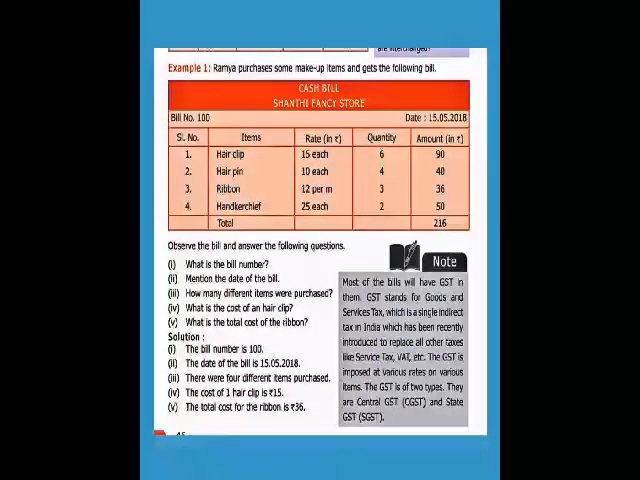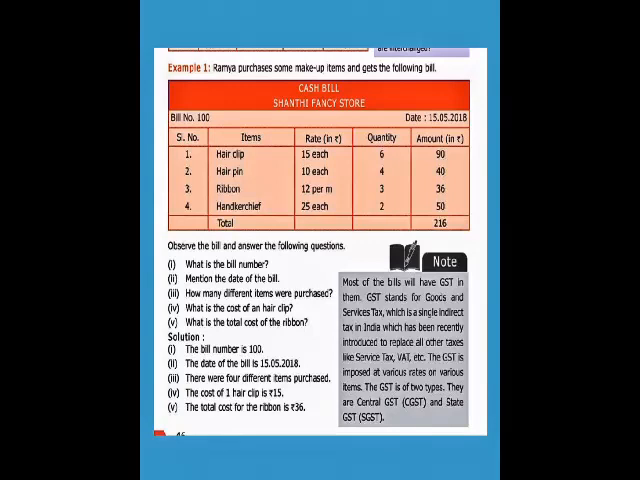Next we will identify how to verify the bill also. Now we have an example. Ramya purchased some makeup items and got the following bill. What is the shop name? Shanti Fancy Store. Bill number is 100. Date is 15/5/2018.